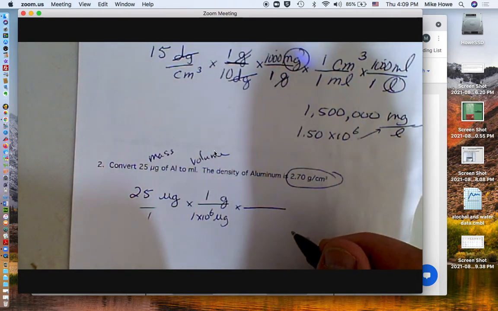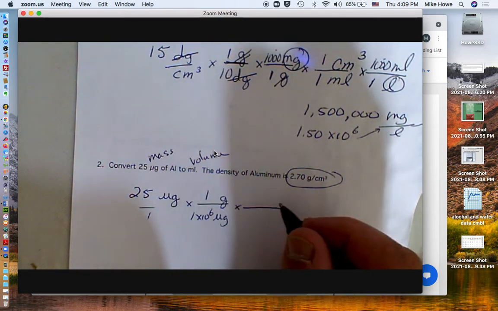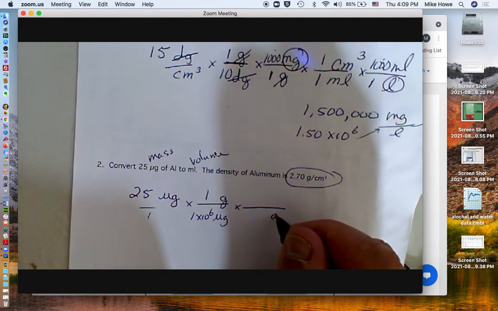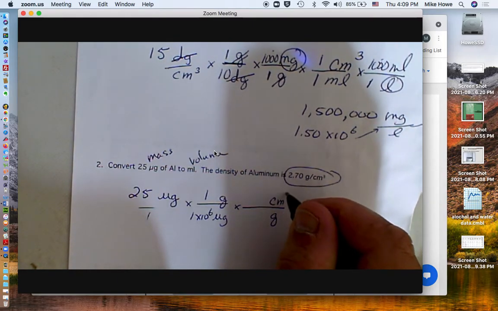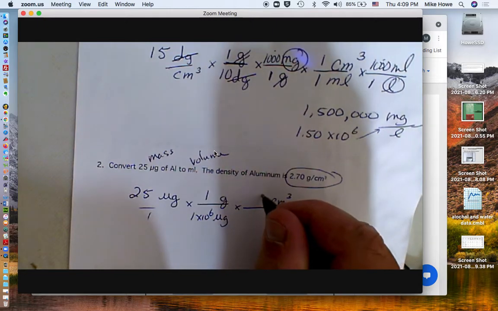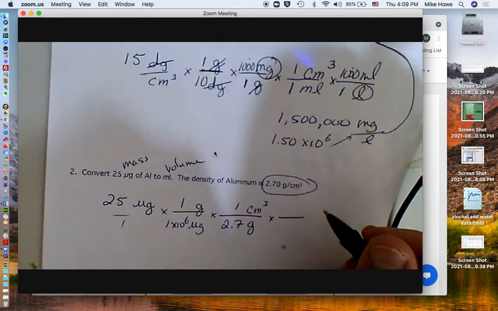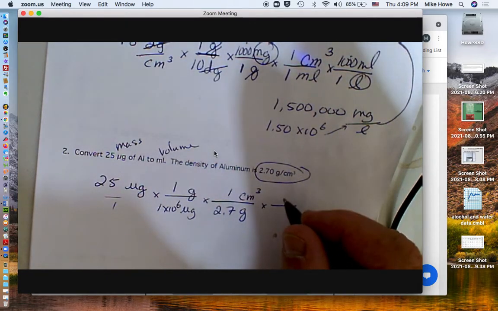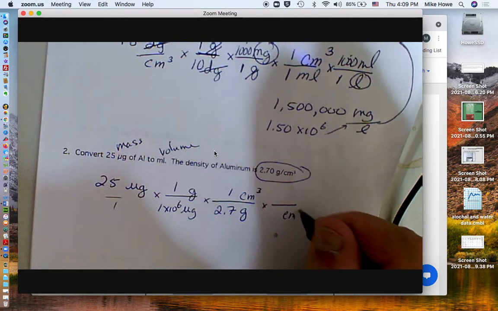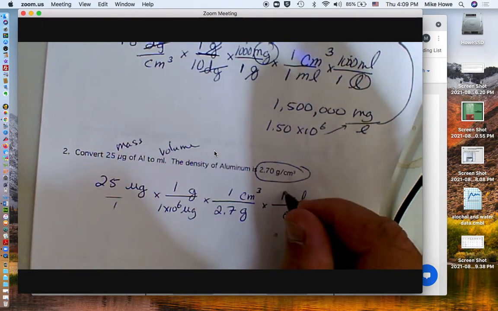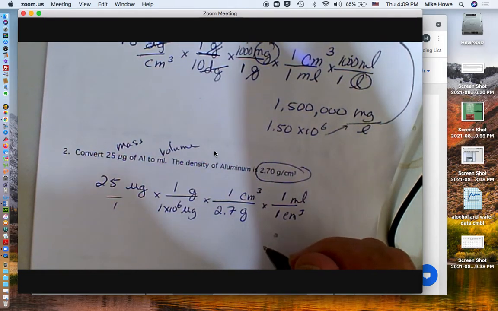Then moving on. Now we're ready to get rid of grams, so I can use this density factor. I can put grams on the bottom, put cubic centimeters on the top, like that. So 1 cubic centimeter is 2.7 grams. And then we know that a milliliter and a cubic centimeter are the same thing. So you can just do this if you want to see the units work out nicely, and that solves your problem.